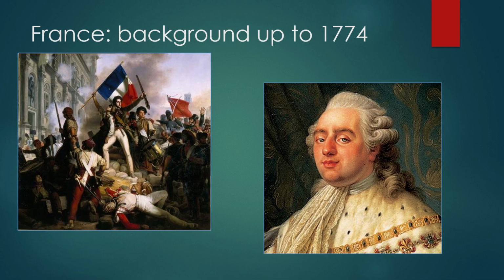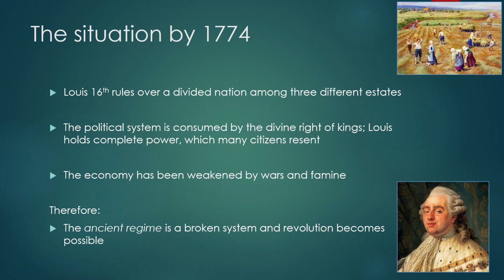Bad harvests, high inflation, and costly wars meant France was a poor nation when Louis XV died in 1774. So, the situation by 1774, when Louis XVI takes over, is he now inherits a nation that is massively split among the three estates, and therefore we have deep and vast inequality among them from centuries of rule during the Ancien Régime. The political system is clearly much in his favor, though, because he has this divine right of kings that he's inherited all the way back from Louis XIV.